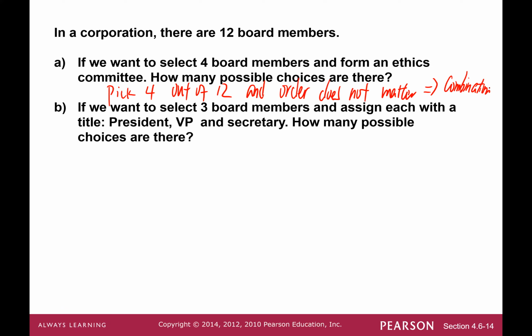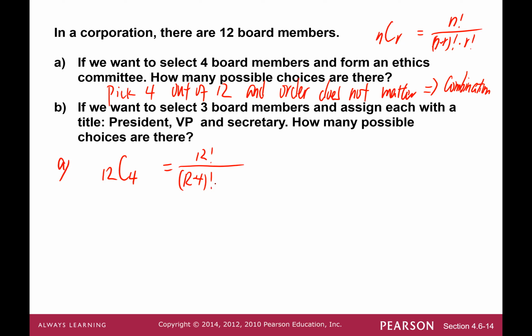So we just apply the combination formula nCr, right? It's n factorial over (n minus r) factorial times r factorial. So n here will be 12, 12C4. That becomes 12 factorial over (12 minus 4) factorial times 4 factorial, and we can expand it. So 12 is 12 times 11.